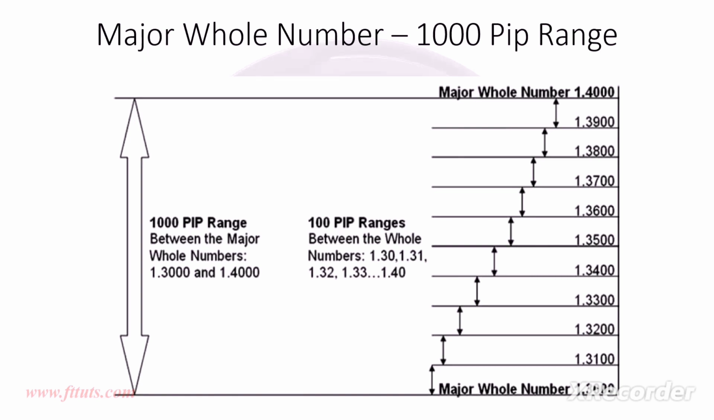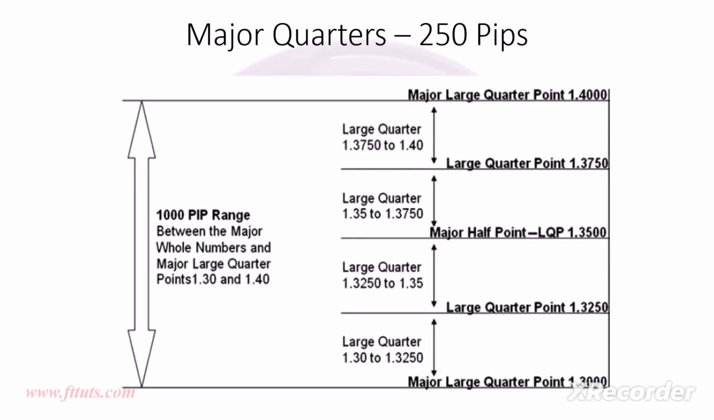Okay, and this is showing how price is moving in 100 pip increments from one step to the next until an entire 1,000 pip movement is done. Now the quarters theory breaks this up into 250 pip quarters. So we have our large quarter points, our major half points, and then our major quarter points. A large quarter is going to be your 250 pips, your major half is going to be 500, and your major large quarter is going to be 1,000.